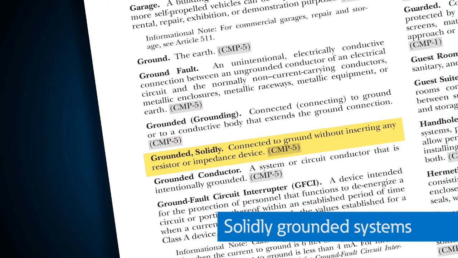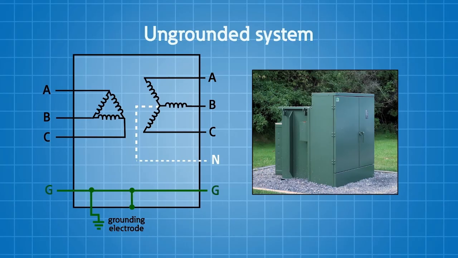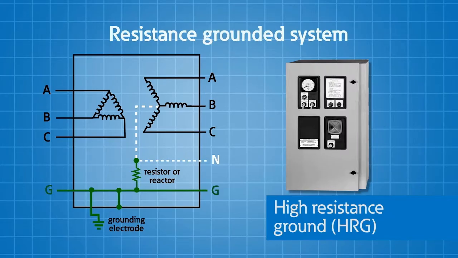Solidly grounded, when we use that type of terminology or that type of a system, we have a solid connection to the earth at some point in the power distribution system. There's no resistor or impedance inserted in that connection point. Ungrounded systems are just that. There's no connection to ground or a conductive body that extends that ground connection. We're insulated from ground. Impedance or resistive grounded systems are systems that are connected to the ground, to the earth, through an impedance.